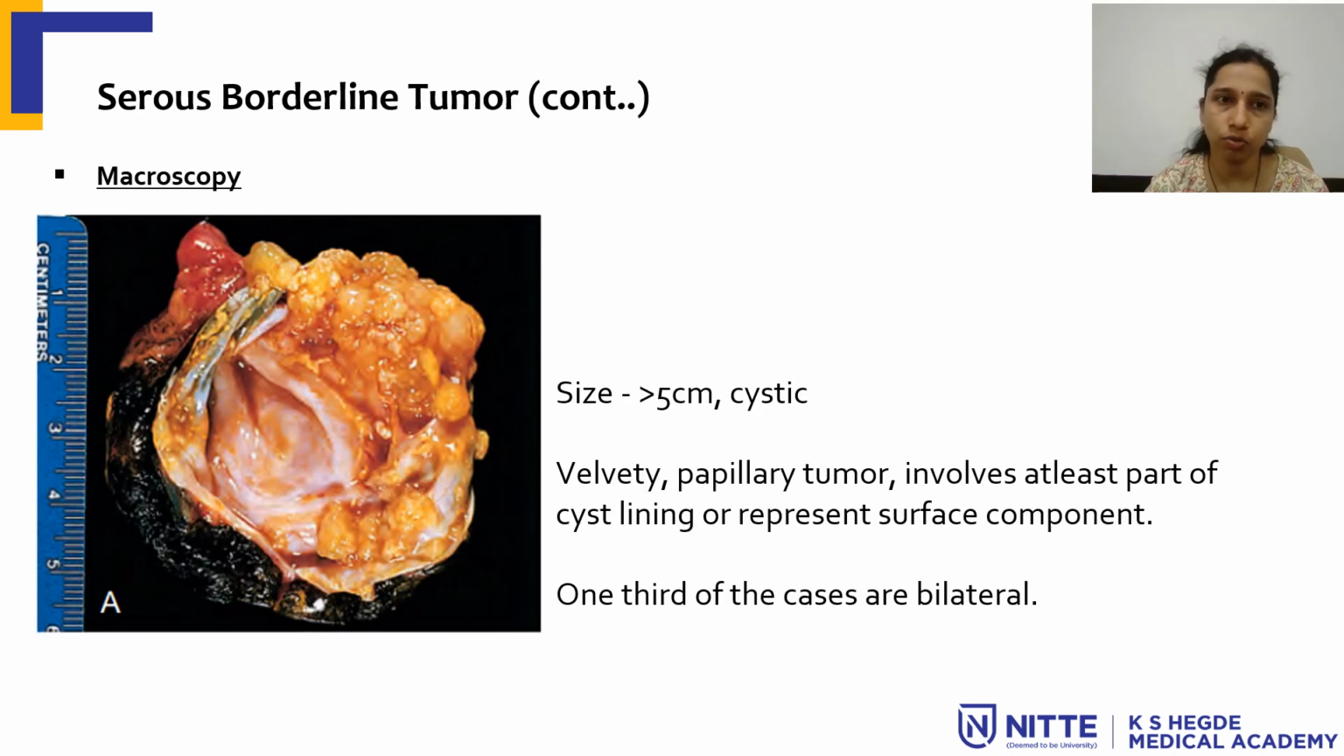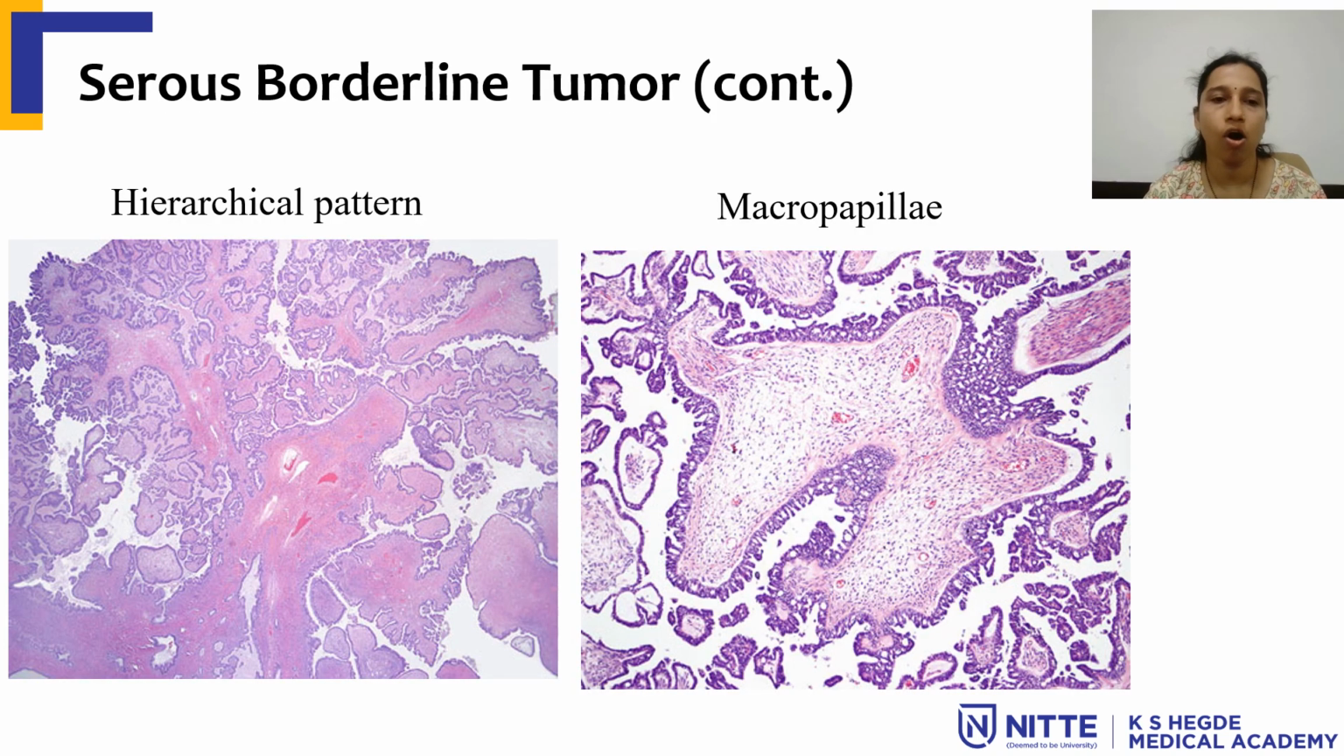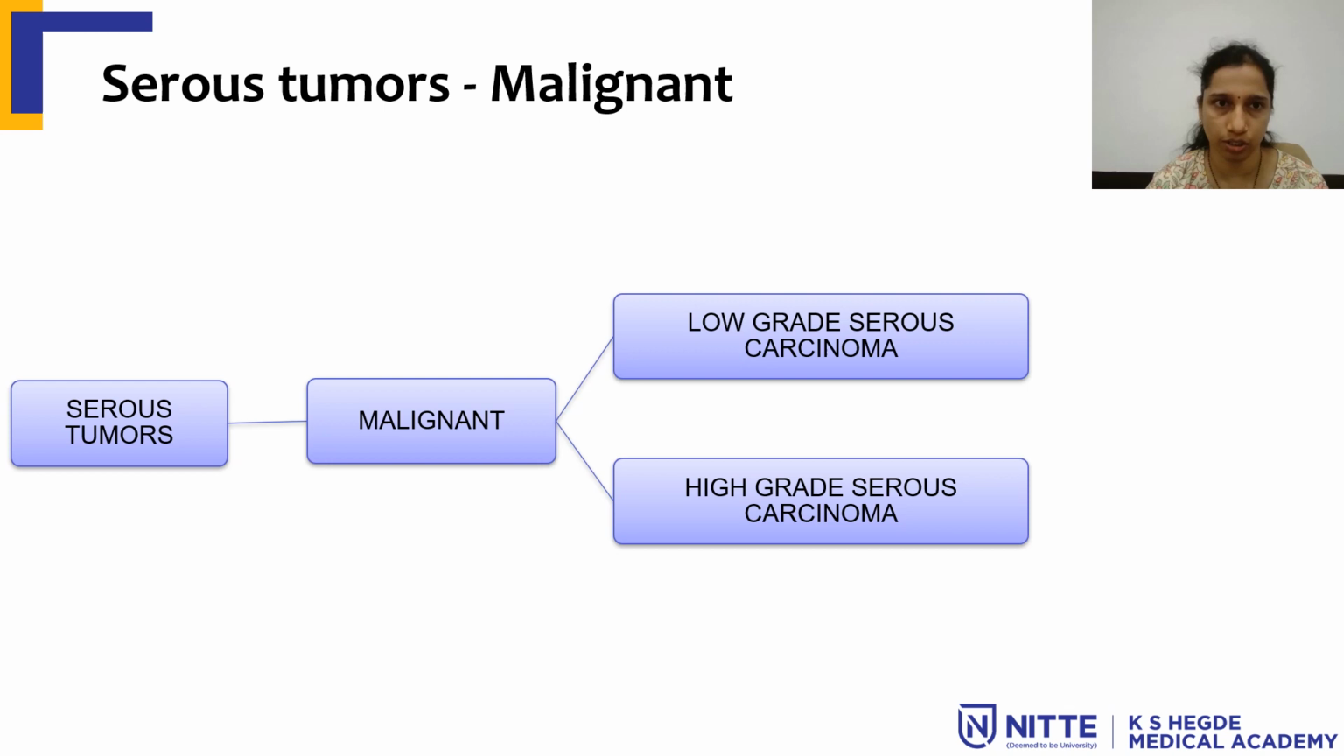Coming to borderline serous tumor. Borderline serous tumors are known to be cystic, but they can be partly cystic or partly solid. The main characteristic feature is the presence of papillae, which can be on the surface or within the cyst also. And one third of these cases can be bilateral. On microscopy, we can see a hierarchical pattern of papillae, and these papillae will show proliferation of the cells. So there is stratification, that is piling up of the epithelial cells, and minimal nuclear atypia can be seen, but there should not be any stromal invasion.